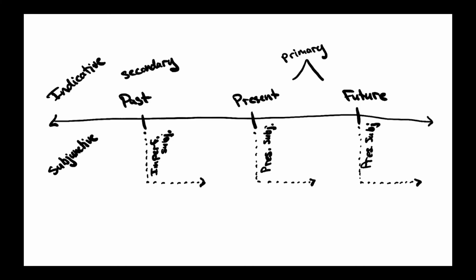If I want to do prior action for the secondary tenses, again, I have to use the pluperfect subjunctive. And for the present tense, I have to use the perfect subjunctive. And the same goes for the future.